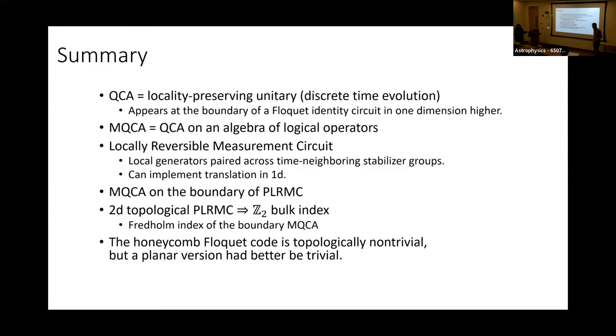So how is it different from, or what makes it different from like the QCA case? The background means that you want to act on an ID state of one of those.